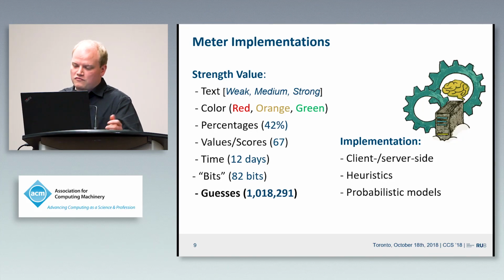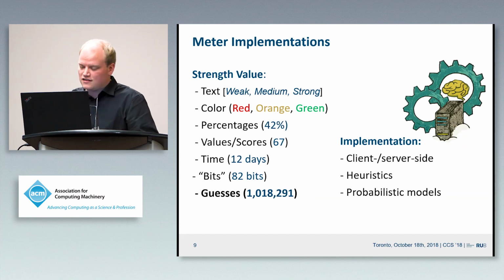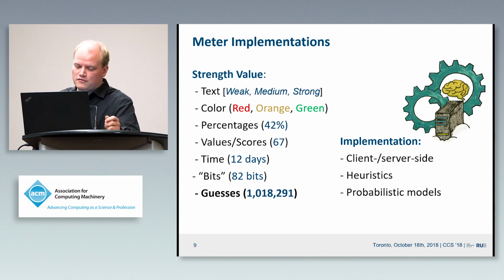Strength meters exist in many variations. They display their strength very differently, which makes it quite difficult to compare them. For example, they use text. As you can see here, they display weak, medium, strong. They use different colors from red to orange, green, use percentage values, scores. Sometimes I've seen meters that display the time that is required to crack the password in days, hours, minutes, seconds. There are even some meters that use entropy estimations and display the strength in bits.